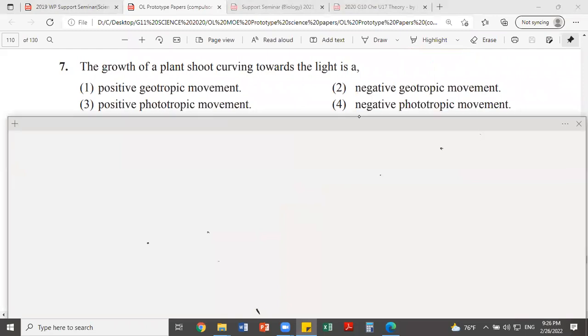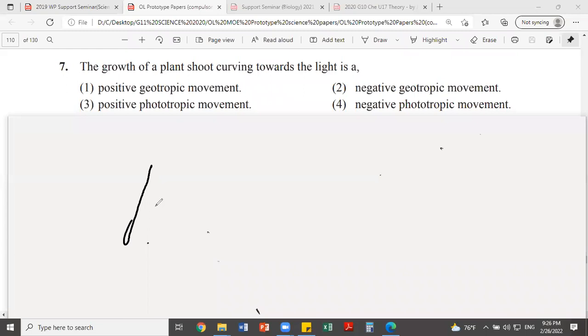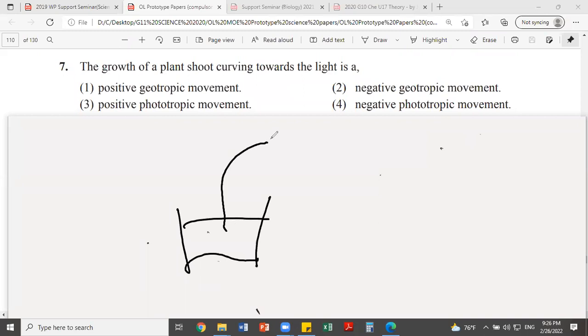Moving of the shoot apex towards the light. That is due to the action of plant hormone. If you grow a potted plant, it bends towards light. Bending of the shoot apex towards light, like this here. It bends towards light.